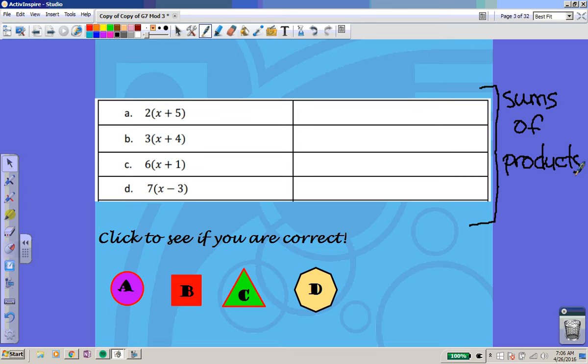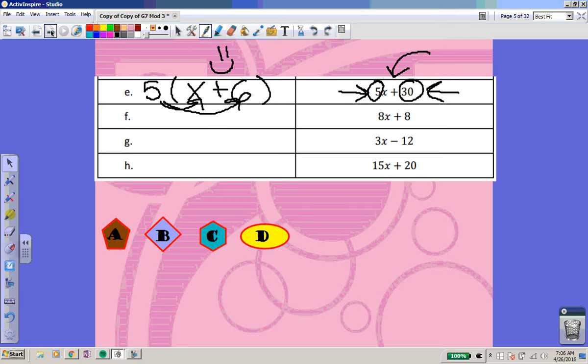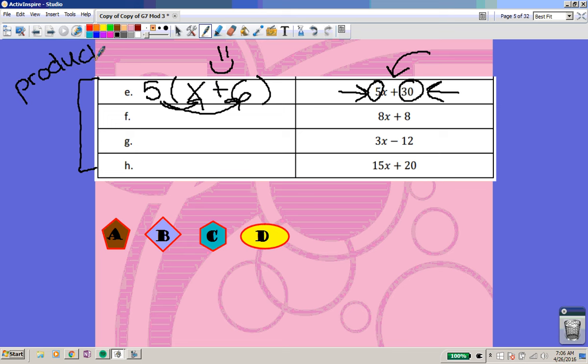And then I would like you to label the other part of that table products of sums. I know it's going to be tricky to go back and forth with remembering that. But just think, you're trying to go back to products here, and the other one, you're trying to work for sums.